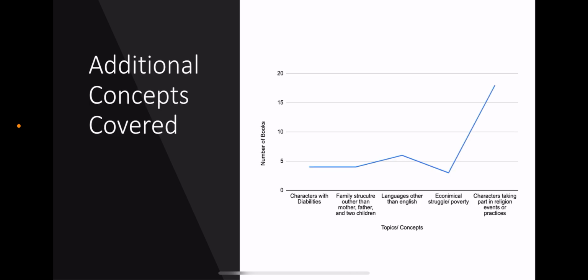So the additional concepts covered, this is the graph. It's family structure other than 2 children, mother, father, and children with disabilities, and then it goes up a little for language, and characters take part in religion was very high, which made sense given the fact that these statistics were taken from a classroom that has a lot of religious kids, but there's that.